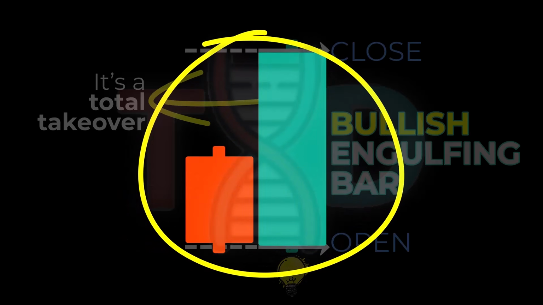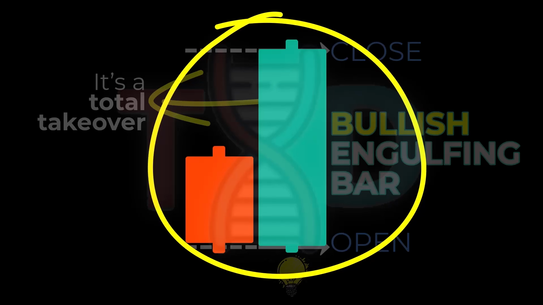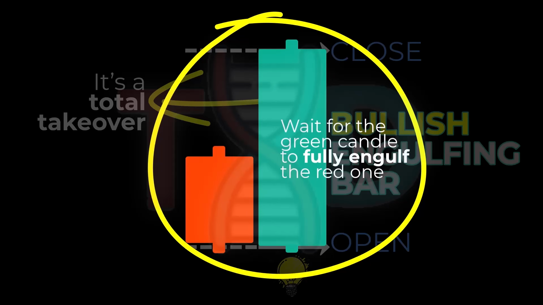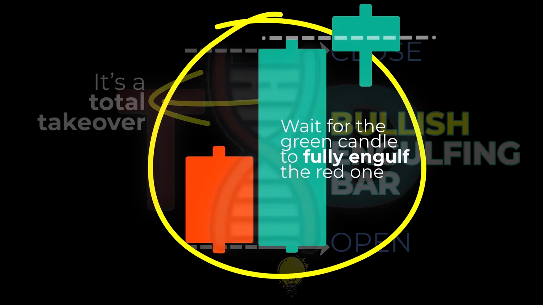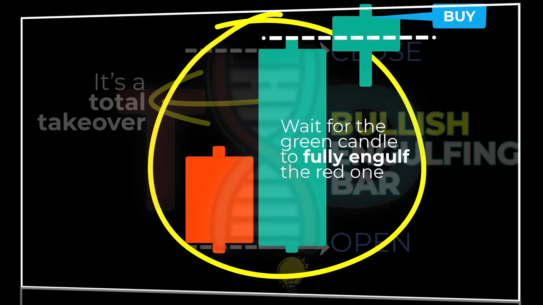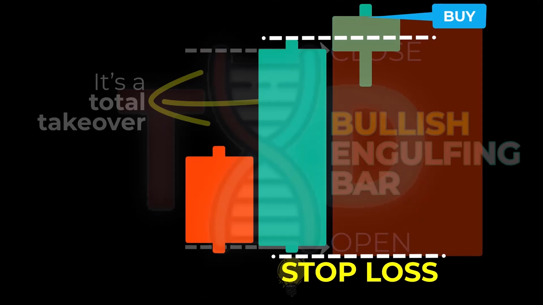So how do you trade it? Easy. You wait for that green candle to fully engulf the red one. Then once the price breaks above the high of that green candle, boom, that's your signal to enter a buy trade. For your stop loss, place it just below the low of the bullish engulfing candle. That way, you've got smart protection in case the market fakes you out.